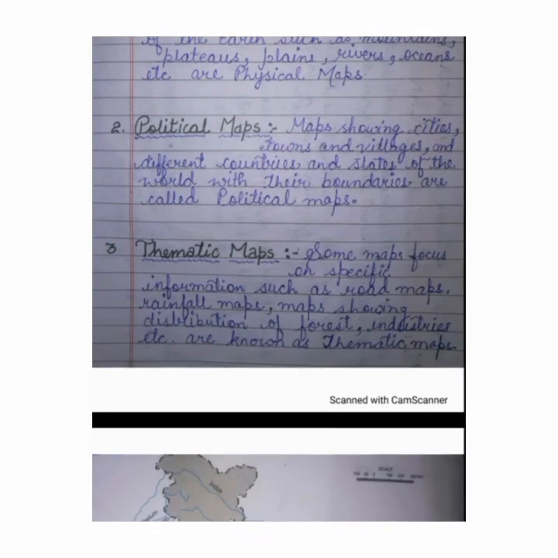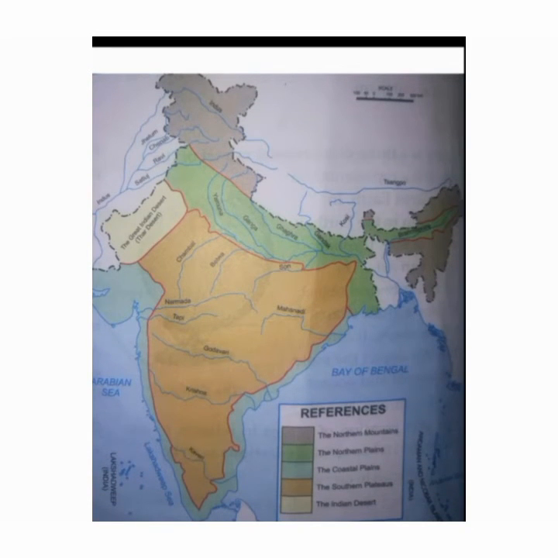Now taking the reference of the Indian physical map, you can see that the northern mountains are shown in gray color. Then the northern plains are shown in green color. Then coastal plains are shown in light green color. The southern plateaus are shown in brown color and the Thar desert is shown in light yellow color. Now you can see that rivers and water bodies are shown with blue color.